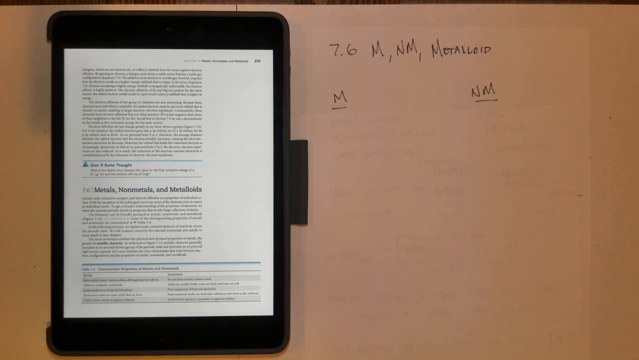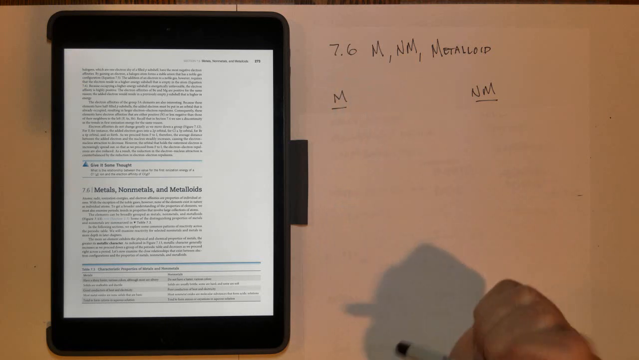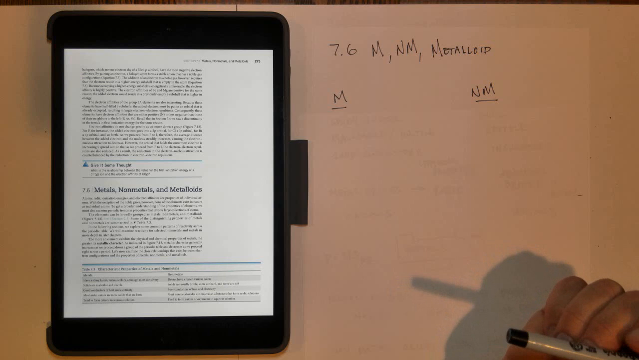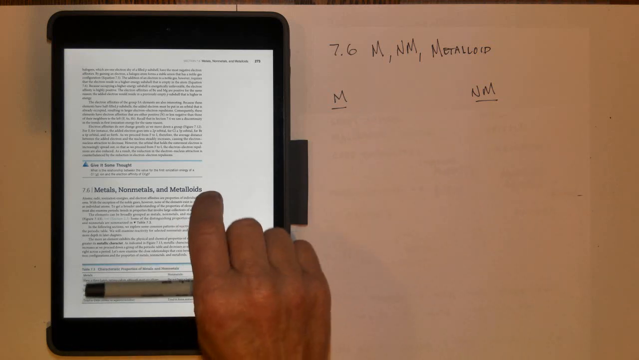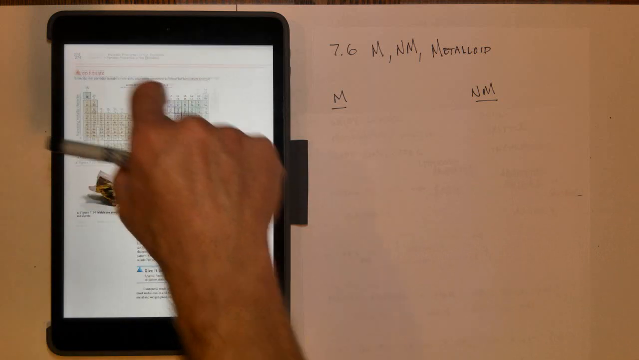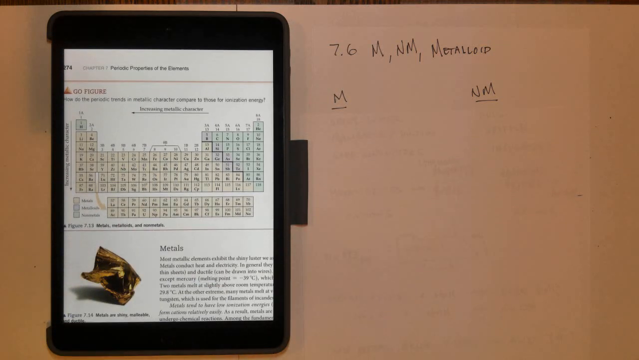All right, in this last video of Chapter 6, Section 7.6, we'll look at some general trends of groups and families on the periodic table. First, we're going to look at the difference between some metals, nonmetals, and metalloids. And if you have your periodic table handy, you can make sure that you know the difference between those.